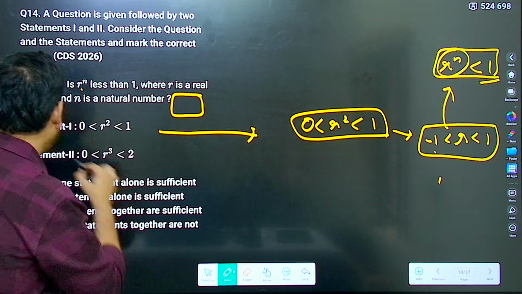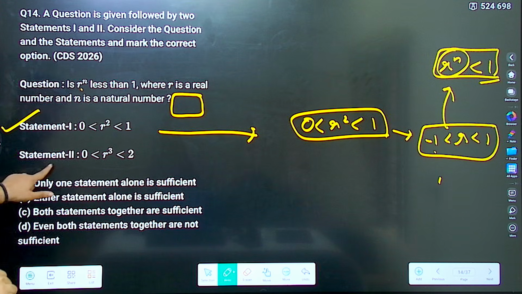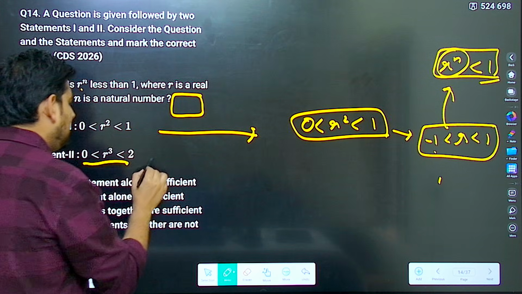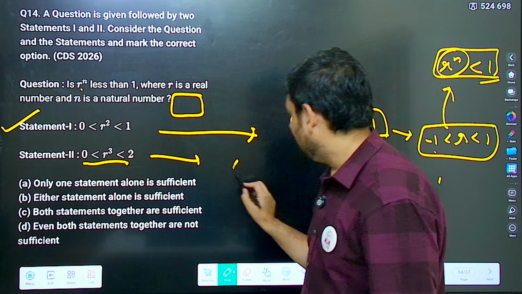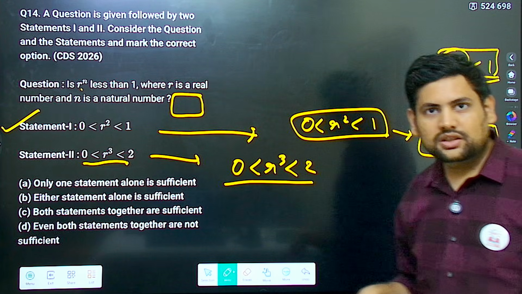Correct. So first statement is enough. Then 0, r cube is between 0 and 2. Now is this enough? Again, now 0, r cube and then 2. What do you think about this?